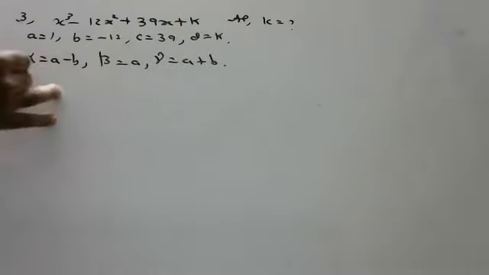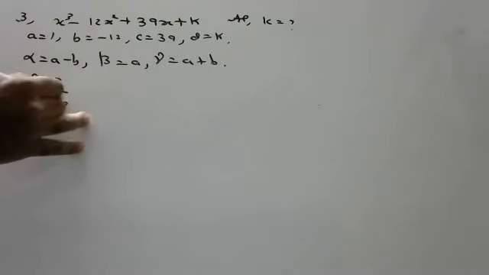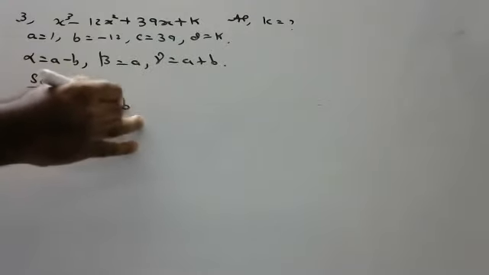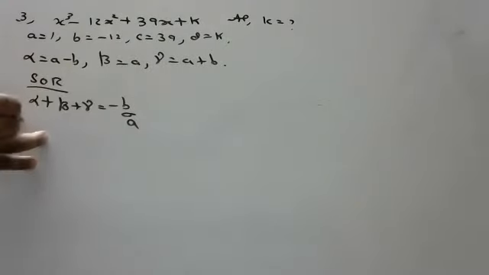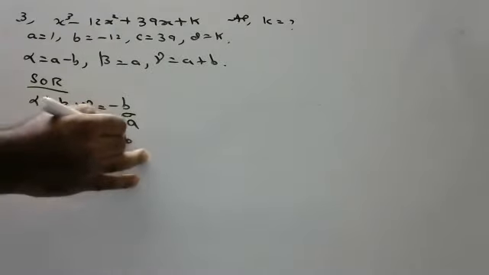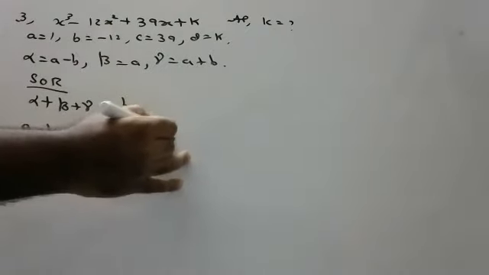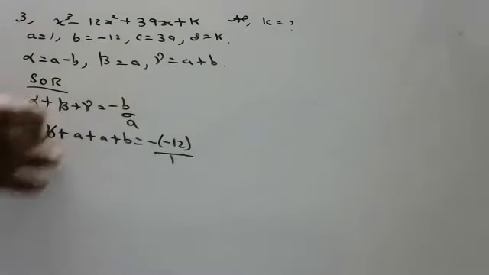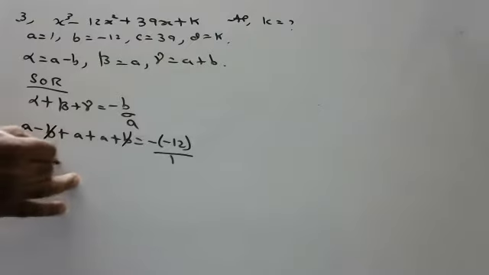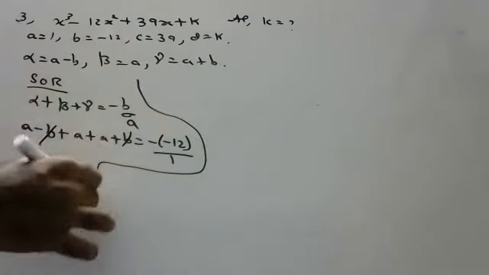Okay, children. So first, the sum of roots. What is the sum of the roots formula? Alpha plus beta plus gamma is equal to minus b by a. What is alpha? A minus b. What is beta? A. What is gamma? A plus b is equal to minus b by a. What is minus b? Minus of minus 12, and a is 1. Plus b, minus b cancel. 3a is equal to 12. A is equal to 4. I got A is equal to 4.